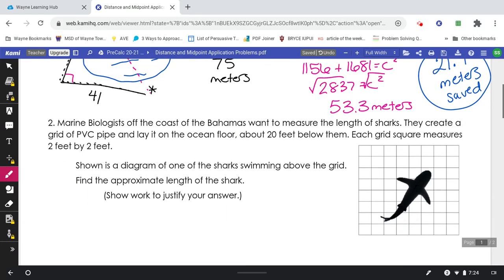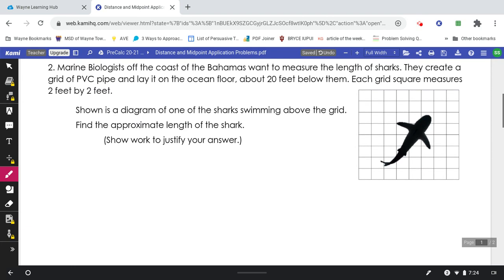All right, for the next one. Marine biologists off the coast of the Bahamas want to measure the length of sharks. So length automatically makes me think of distance. They create a grid of PVC pipe, that's that cheap white pipe that you use for plumbing and things, and lay it on the ocean floor, about 20 feet below them. Each grid square measures 2 feet by 2 feet.